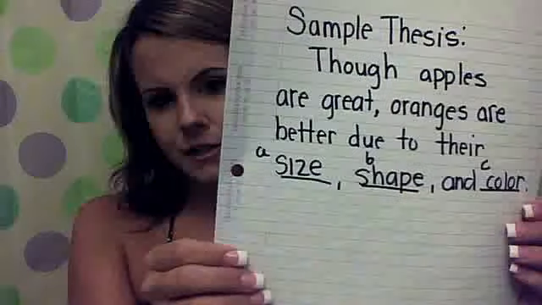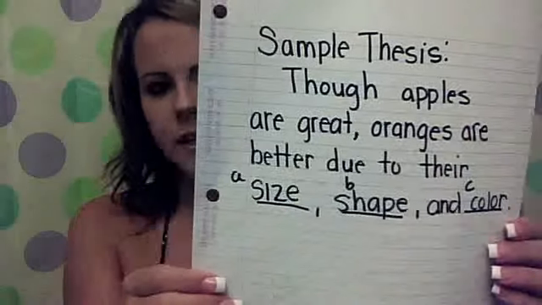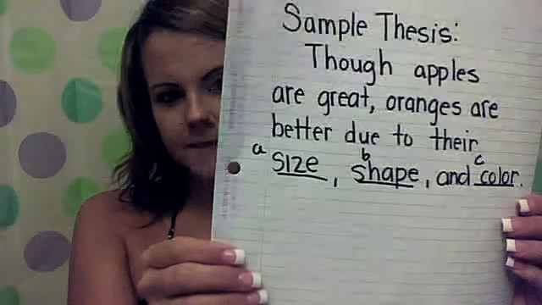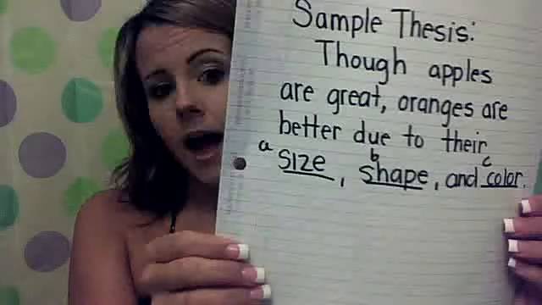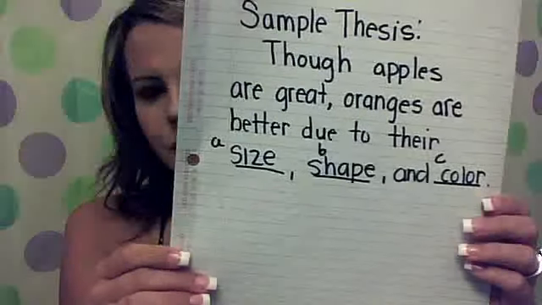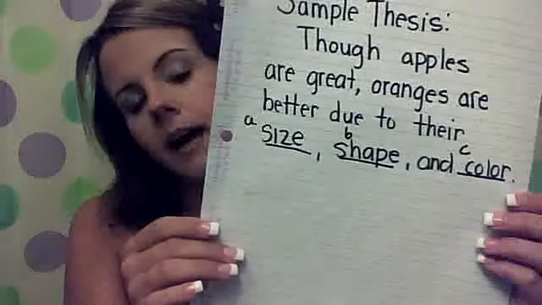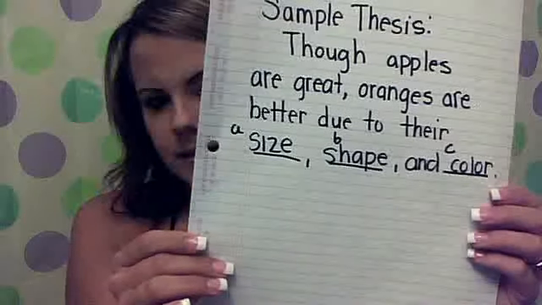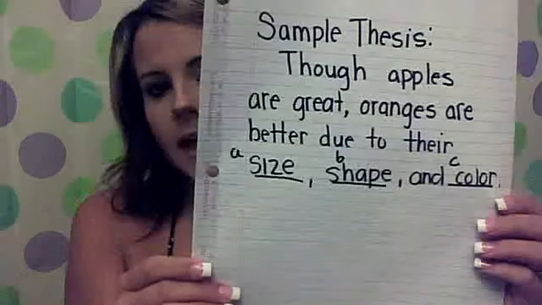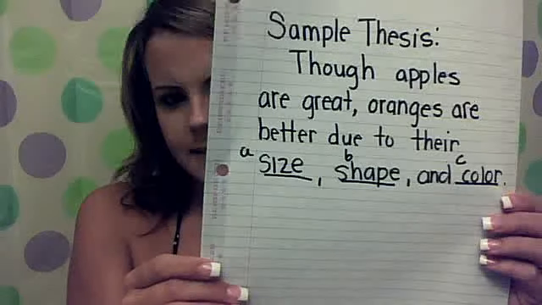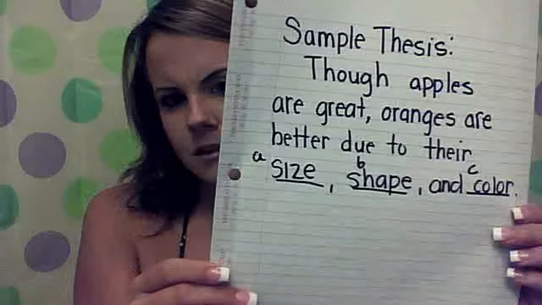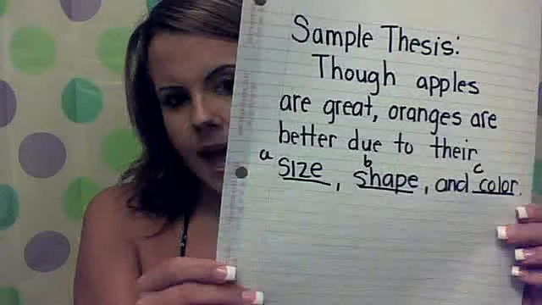Okay, though apples are great, oranges are better due to their size, shape, and color. And if you'll see here on my notes, I have size, shape, and color underlined, and I also have letters next to them. The reason for this is because with all theses, you're gonna have 3 main points. Sometimes if you're writing a more basic essay, there will be less points, and often there can be more points, but for the average essay, it's gonna be 3. So with this sample thesis, our main points are size, shape, and color, A, B, and C.